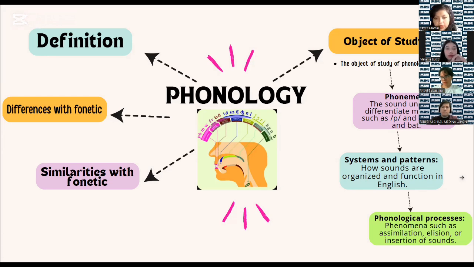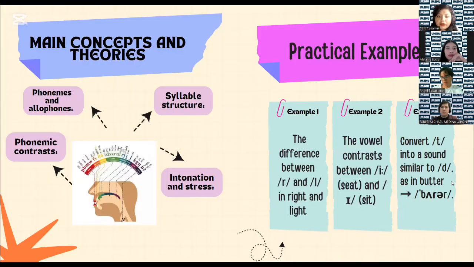Main concepts and theories. Phonemes and allophones, distinct sounds versus variations, aspirated p in top. Phonemic contrasts, meaning-changing differences, like sheet versus zip. Syllabic structure, open syllables versus closed. Intonation and stress influence meaning and highlight key words.